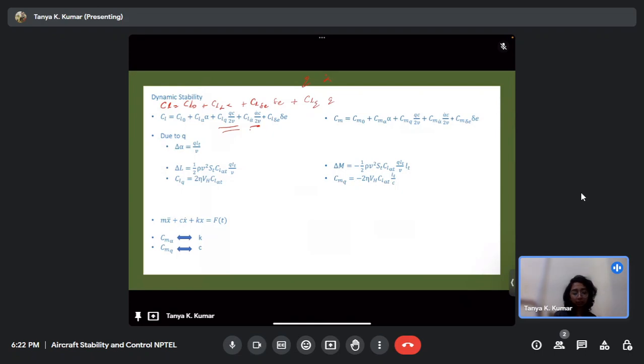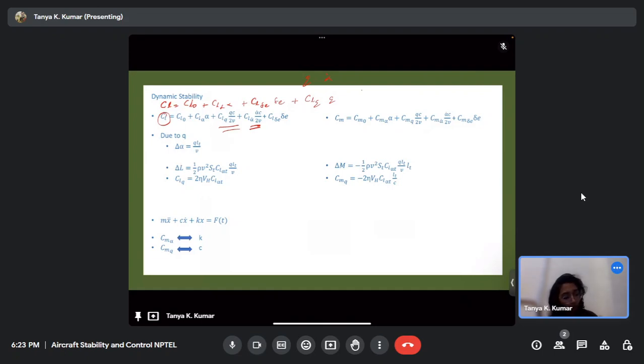See all the other terms: what is the dimension of CL? Can someone tell me the dimension of CL naught, CL alpha? Start with each of those. CL dimension.